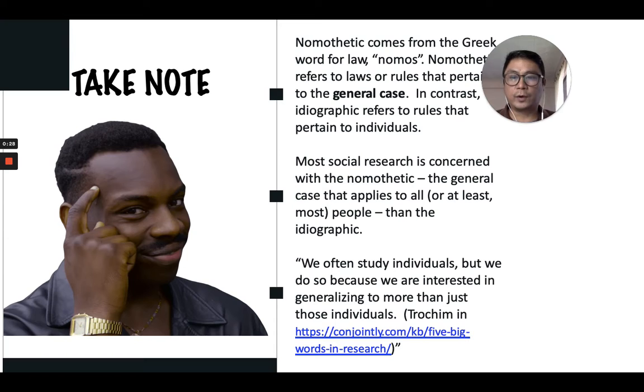It comes from the Greek word for law, nomos. So you could think about nomothetic in that we're interested in finding out laws or rules that apply to the general case. Okay? Instead of the individuals. If we were more interested in individuals rather than the general, then that is idiographic. But most social research is concerned with the nomothetic, the general case that applies to all people rather than the individual cases. We learn from the individuals so that we can better understand what is happening in the general case.